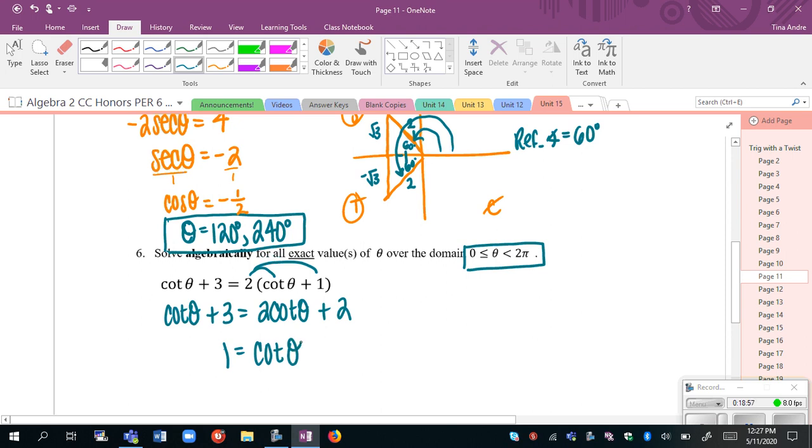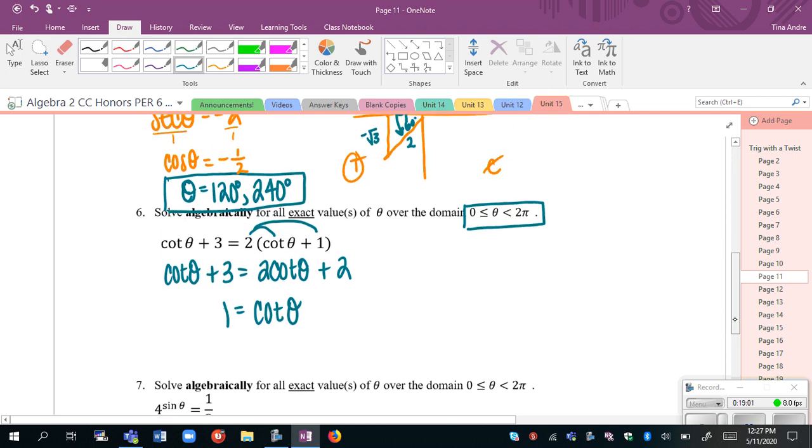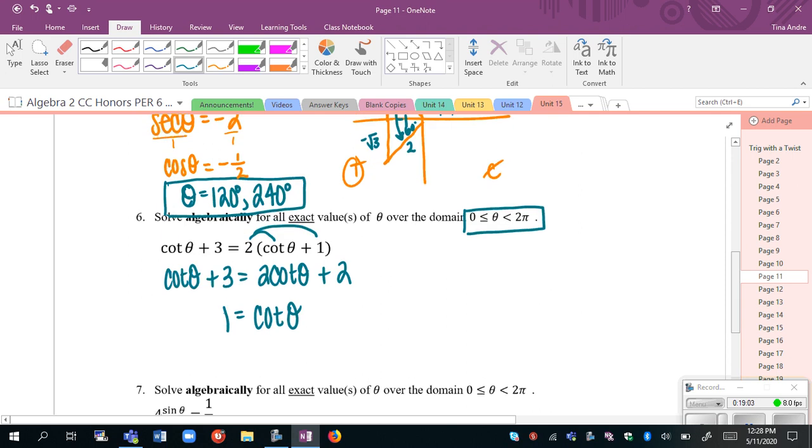So now I'm looking at cotan of theta equals 1. This is the same thing as tangent of the reciprocal because tangent or 1 over tangent is equal to cotan. So the reciprocal of 1 over 1 is just going to be 1. So this is just going to be 1 is equal to tangent of theta.